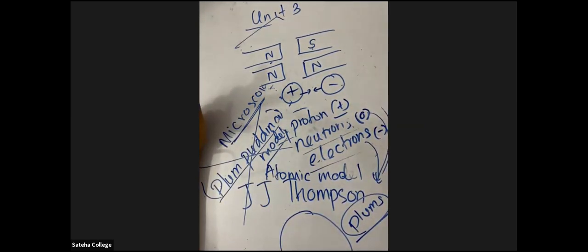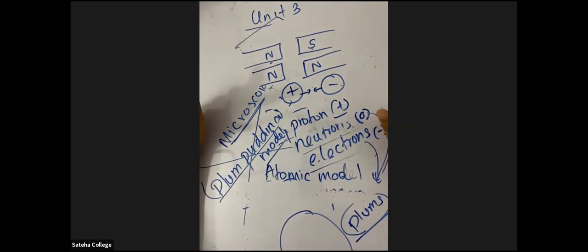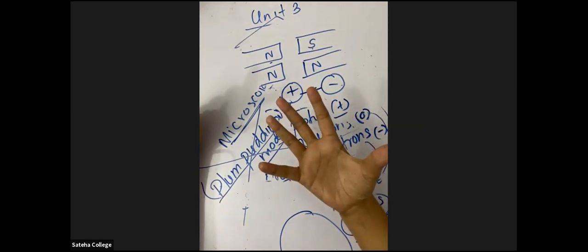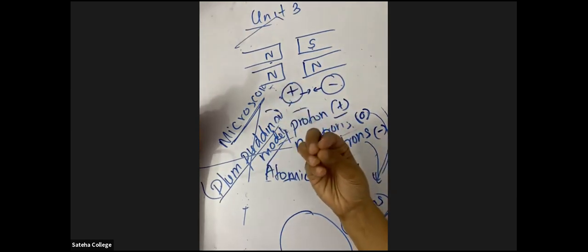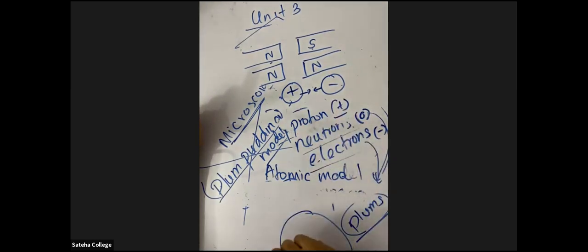So now say me before we go to the next part. Who is the scientist who introduced the plum pudding model? Very good, J.J. Thomson. Now, what did he say? He told an atom is a pudding. Good. Mixed with what? Plums. So who are the plums? The proton, neutron, and electron.